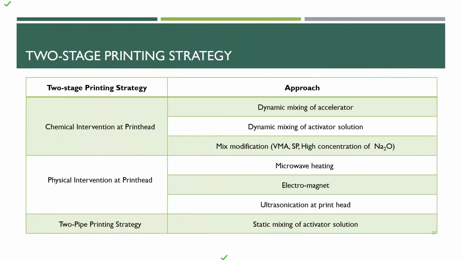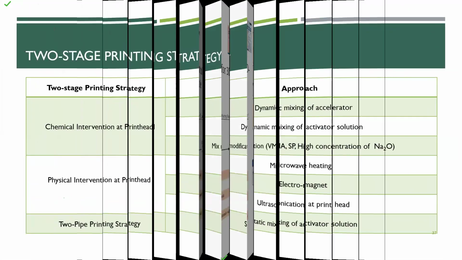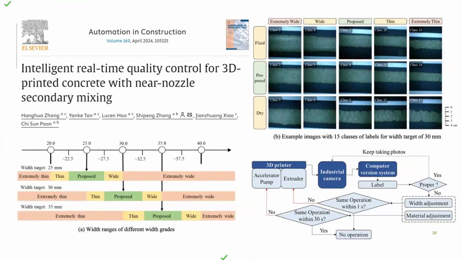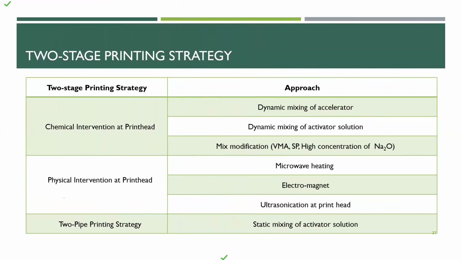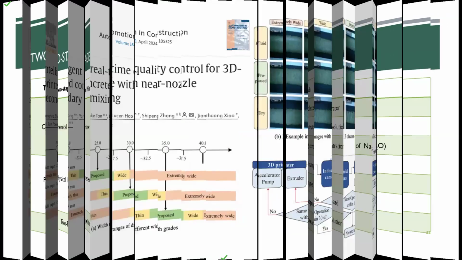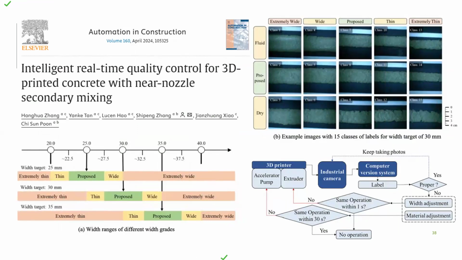What we do is, at the secondary stage, we use some accelerator or accelerator solution to harden the material quickly. But what happens is that the extrusion is a continuous process, and concrete is not like a metal or any other thing that will have a specific property. So concrete, with time, can change its shape.